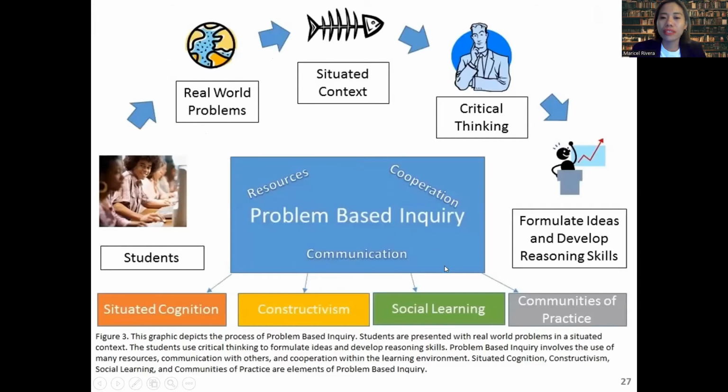So we have here the problem-based inquiry. Okay, the problem-based inquiry would look into situated cognition, constructivism. We have social learning, communities of practice. So, and then students are involved, obviously, and then they formulate ideas and develop reasoning. And it goes on to identifying the real world problems. We look into what context it is situated. We have critical thinking. And of course, we are going to create solution. We formulate ideas and then we develop how to reason out. So we start with the students and this is the course. This is how it would go.